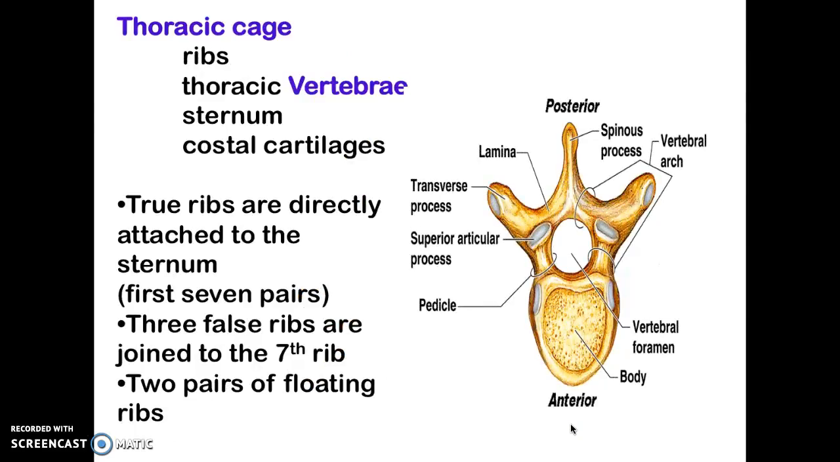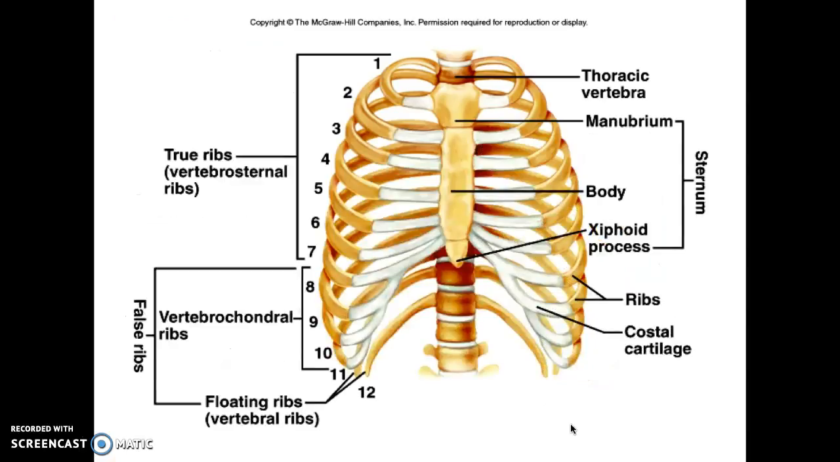The thoracic cage includes ribs, thoracic vertebrae, sternum, and costal cartilages. True ribs are directly attached to the sternum, which is the first 7 pairs. There are 3 false ribs that are joined to the 7th rib, and 2 pairs of floating ribs. And here are the different diagrams.